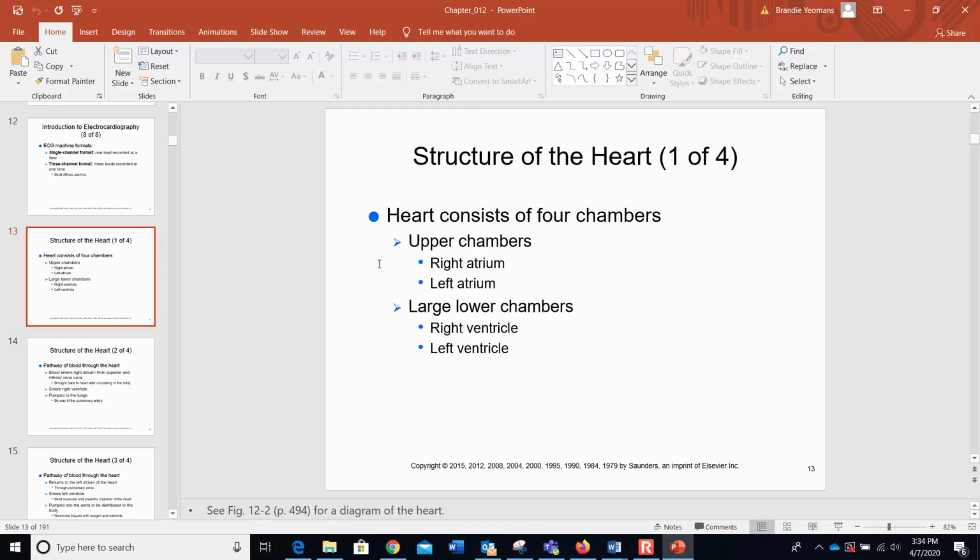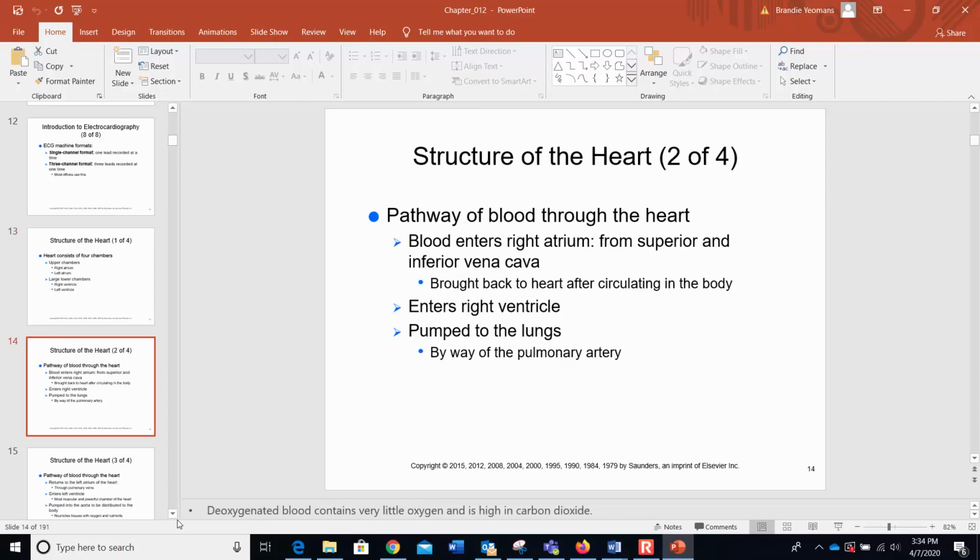So let's look at the heart itself, just the structures of the heart. Remember, it has 4 chambers. The upper chambers are called atria, and the bottom chambers are called ventricles. Remember that the lower chambers are actually a little bit larger than the upper chambers.